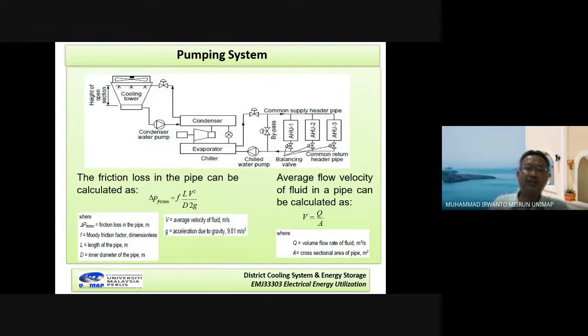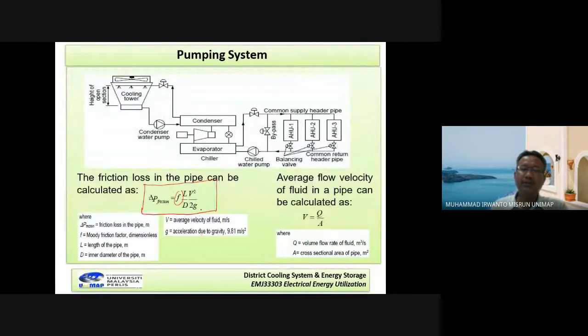The friction loss is given by this formulation: delta P friction equals f L over D multiplied by v squared over 2g. F in here is the Moody friction factor. L is the length of pipe. D is the inner diameter of the pipe. v is the apparent velocity of the fluid, the water. And g is gravity.